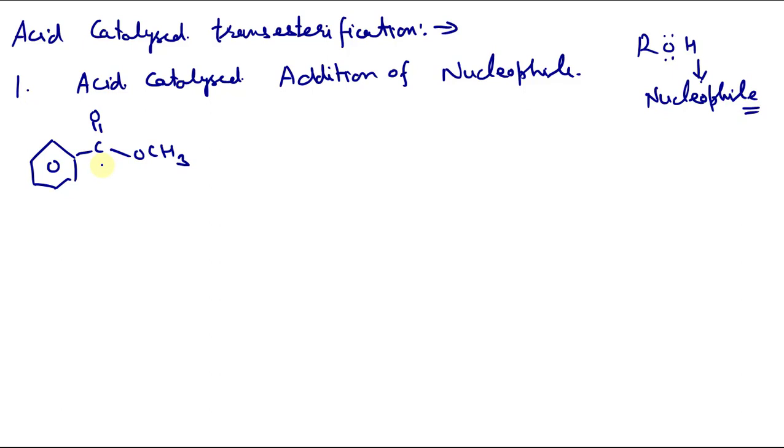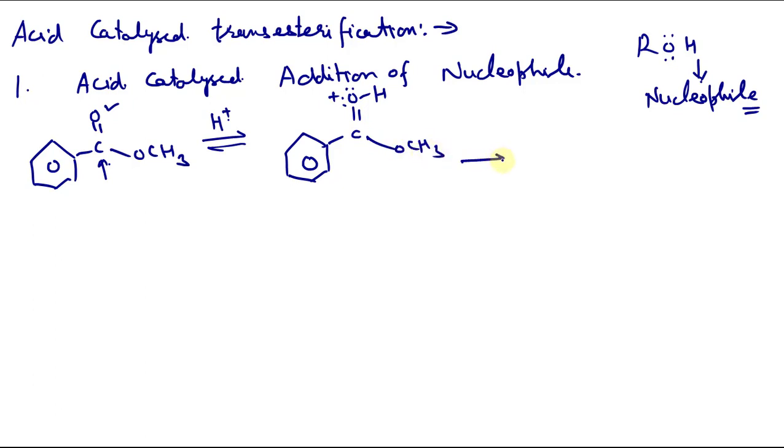So what we can do, we can increase the electrophilic character of this carbon. That is increased by acid catalyst. So first step is addition of acid, or we can say protonation of this oxygen. Let me show you how it will increase the electrophilic character of this carbon. C double bond OH positive, OCH3. Now this undergoes resonance, like you can show this resonance.